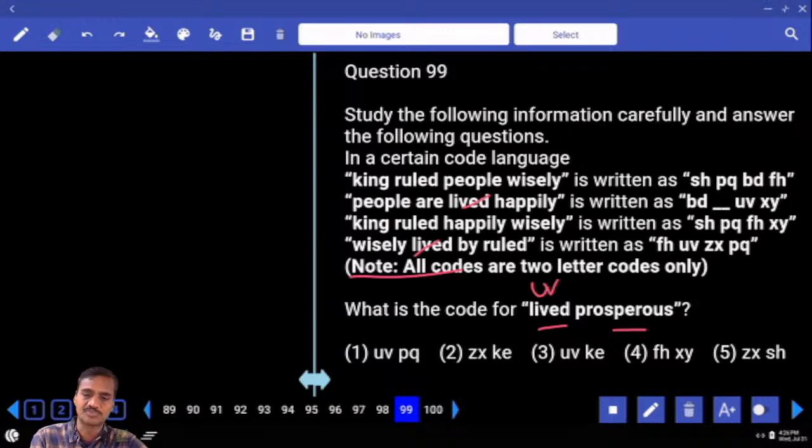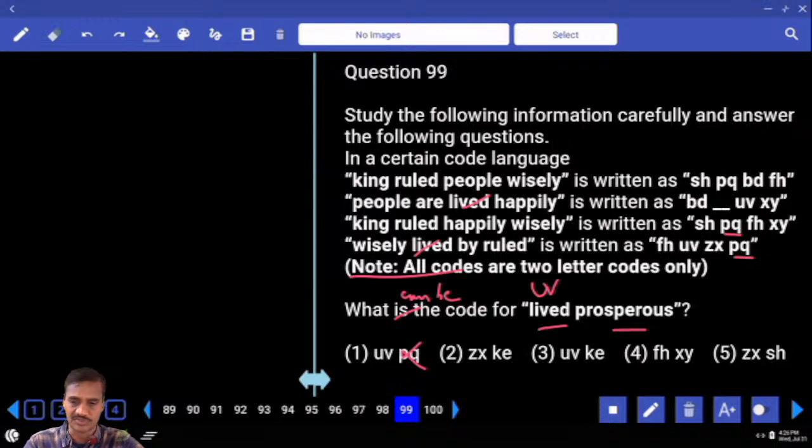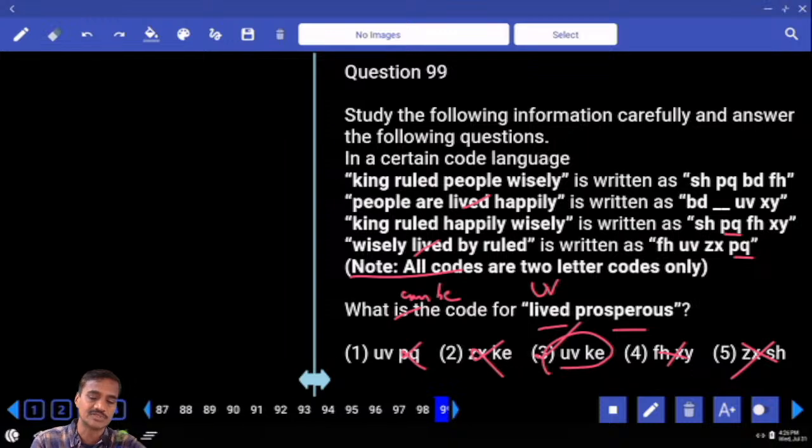And the code to prosper can be any code other than the given codes. PQ cannot be the answer because PQ is the code for one of these words, and UV is not there. KE is not given anywhere here, and it can be the code to the word prosper. Here UV is not there. Answer choice 3, question number 99.